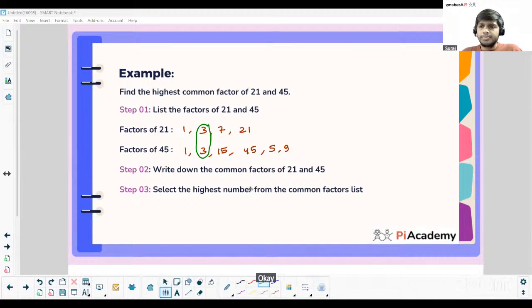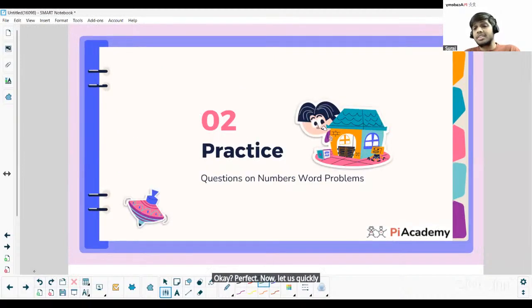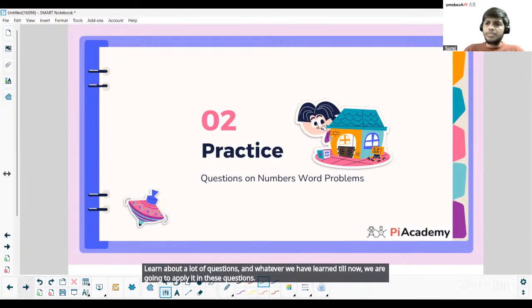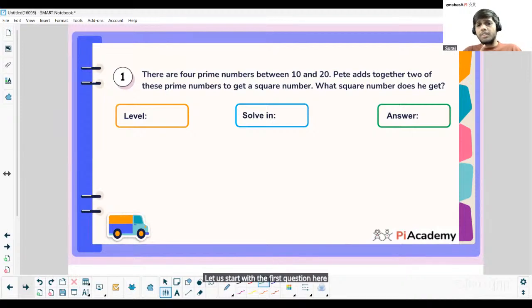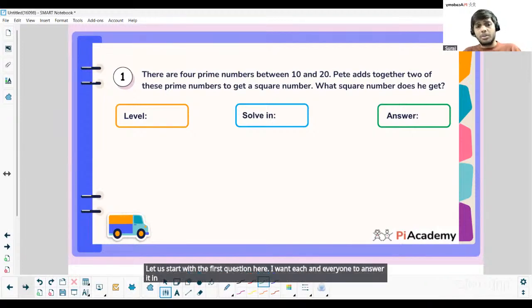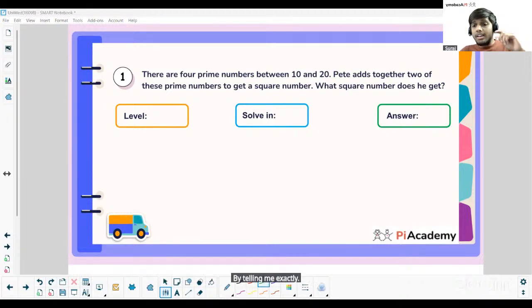Okay. Perfect. Now let us quickly move on to the practice section, where we are going to learn about a lot of questions, and whatever we have learned till now, we are going to apply in these questions. Let us start with the first question here. I want each and every one of you to answer it in the chat, telling me exactly what the final answer is for these types of questions.